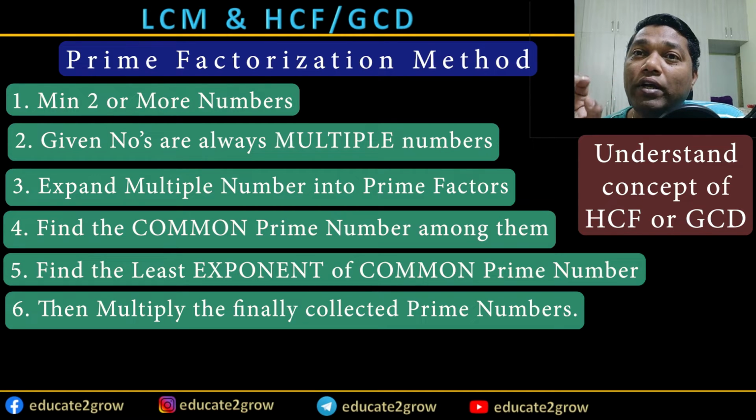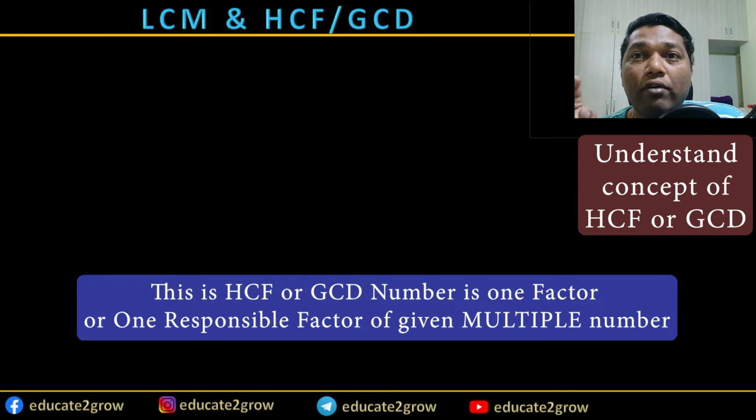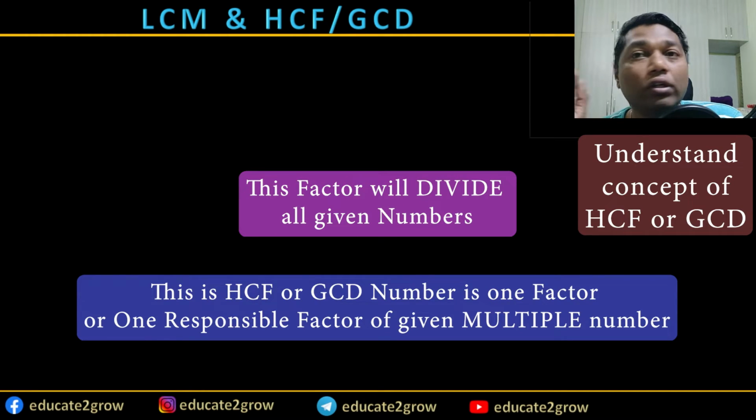Then we need to multiply together the common numbers with the least exponent, and the result will be the highest common factor, also called the greatest common factor. It is called a factor because we are finding a number which is responsible for generating the same product of these two or three numbers, whatever the given numbers. And if we divide, it will divide all the given numbers. So that is the concept here.